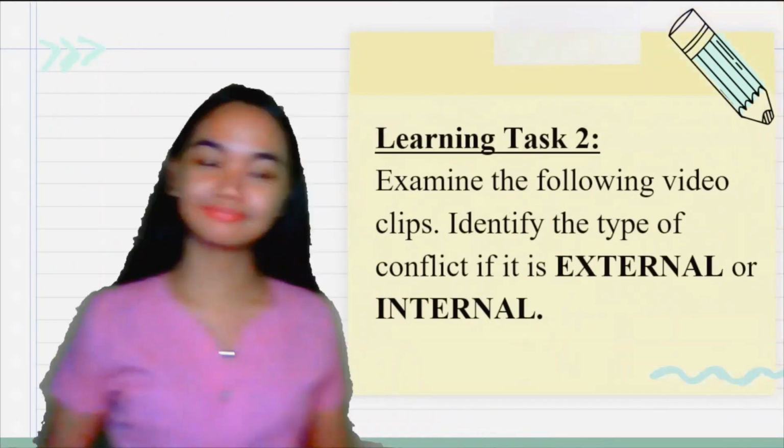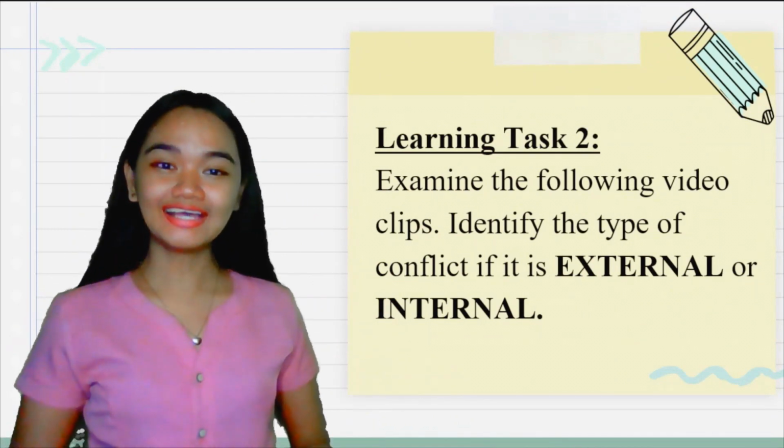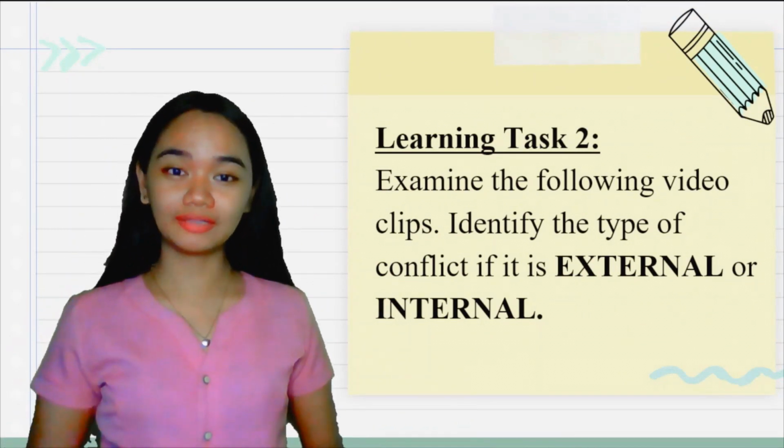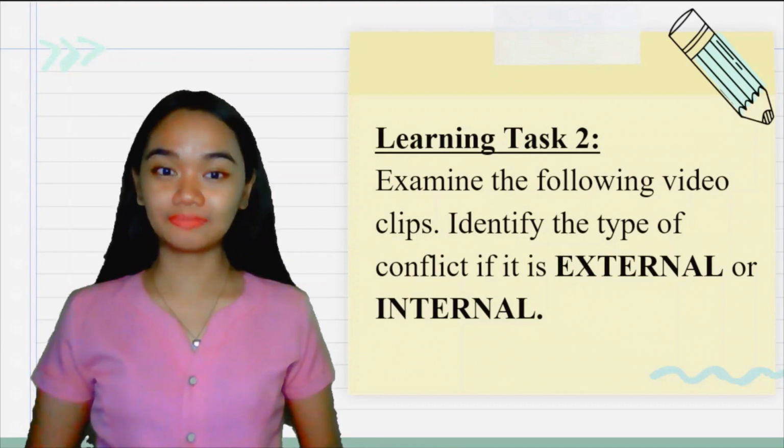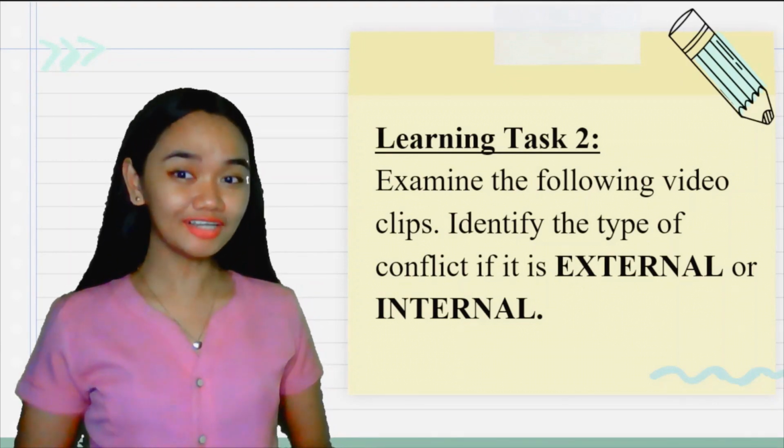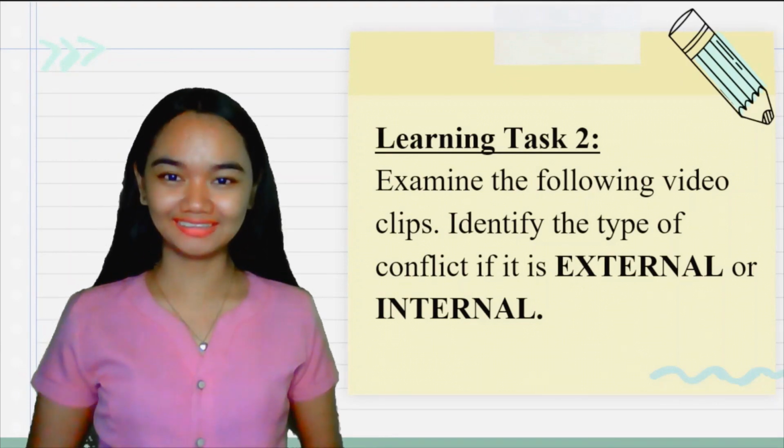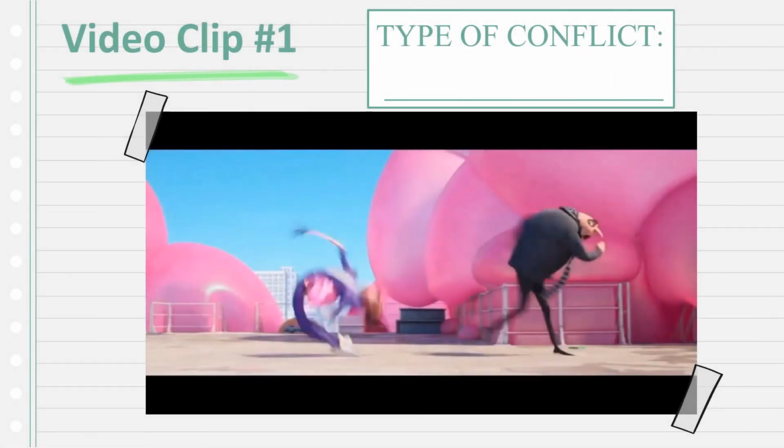Now, let's practice what we have learned. In this activity, examine the following video clips and identify the types of conflict if it's external or internal. Let's start! Video clip number 1 from the movie Despicable Me 3. What type of conflict is this?